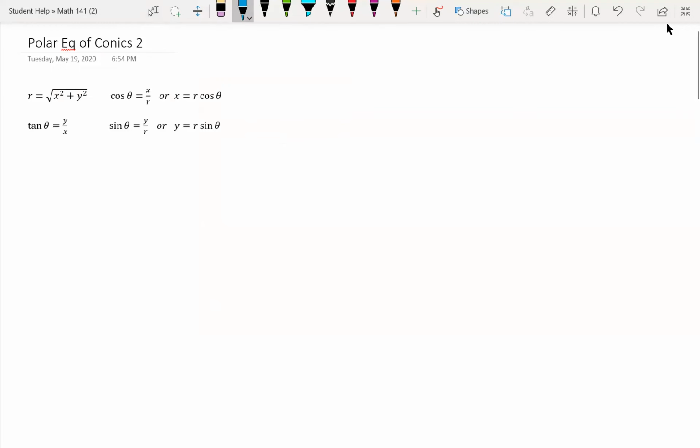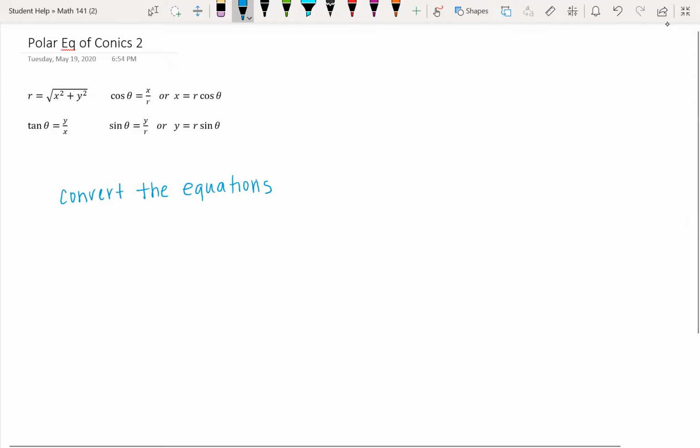So I put up here at the top the equations that we use to convert between rectangular and polar coordinates, just to remind you. So what we're going to do is convert the equations to rectangular.